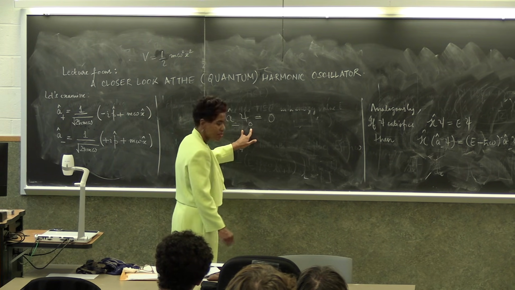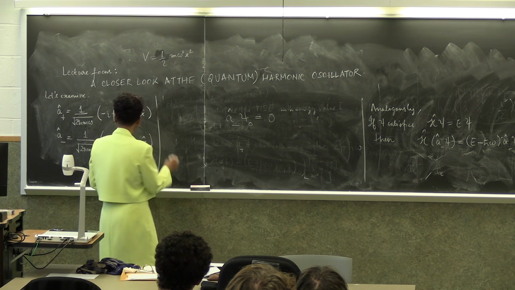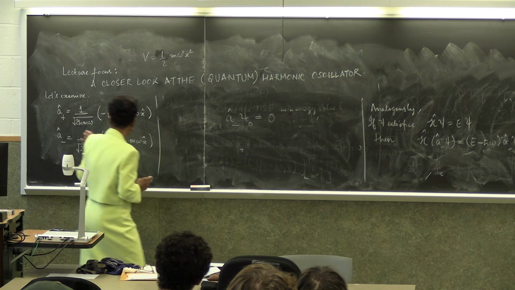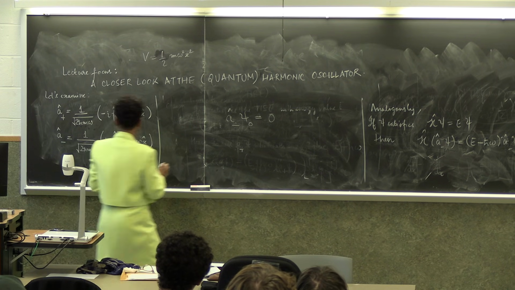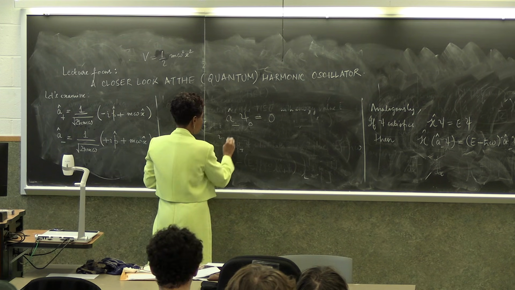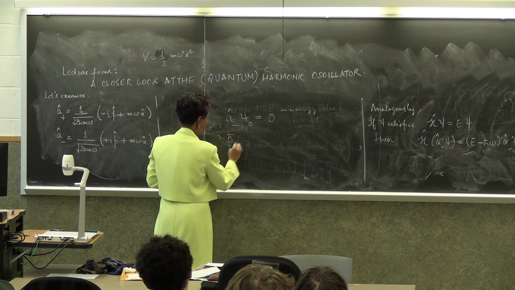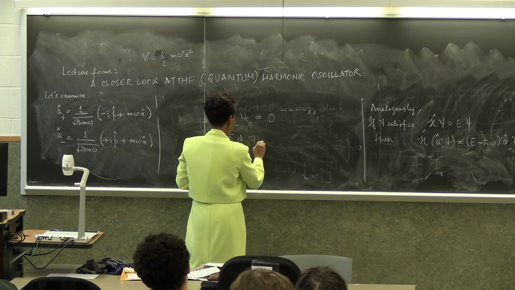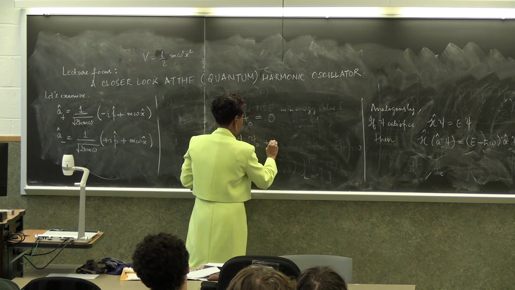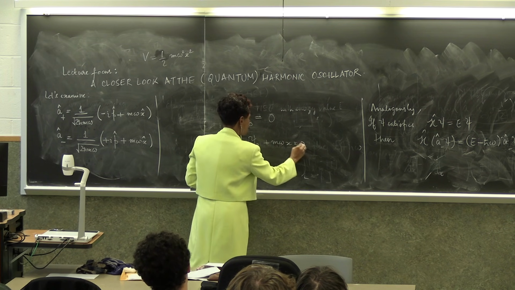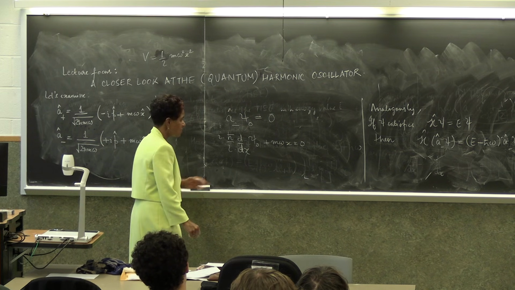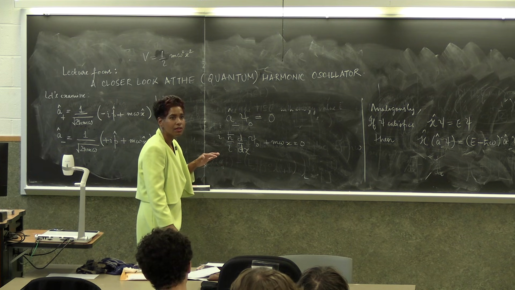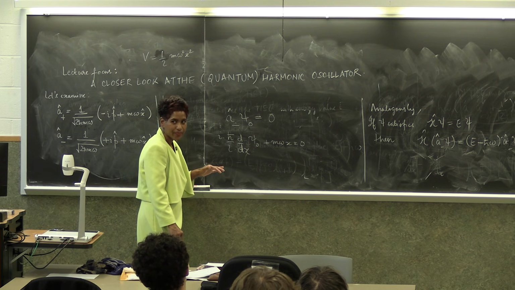We need to operate it on psi naught to figure out what psi naught is. Conveniently, the right-hand side is 0, so we can forget about this prefactor. So we just have i times P operator, which as you know is h bar over i times d/dx, operating on psi naught, plus m omega x operator is just x, is 0. This is a trivial differential equation that all of us can solve without any help from computers, right?